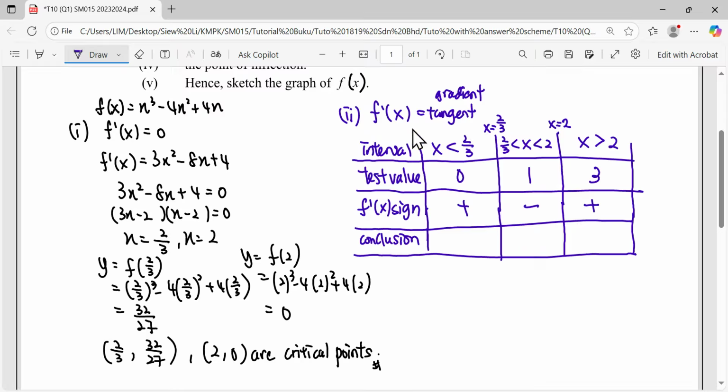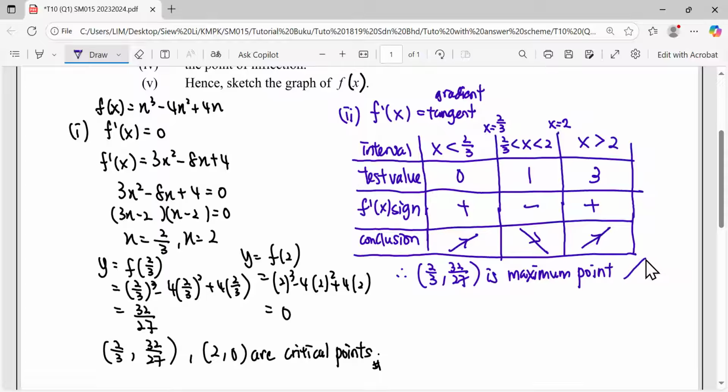So the conclusion of our first derivative test is about the status of the gradient of the tangent. Positive means the gradient is going up. Negative means your tangent is going down. Positive means the gradient of the tangent is going up. So when you have the tangent going up, meeting the point in the middle, and then the tangent going down, we can observe that 2 over 3 and 32 over 27 is a maximum, because we can see it going up and then going down. So this is your maximum point in the middle.